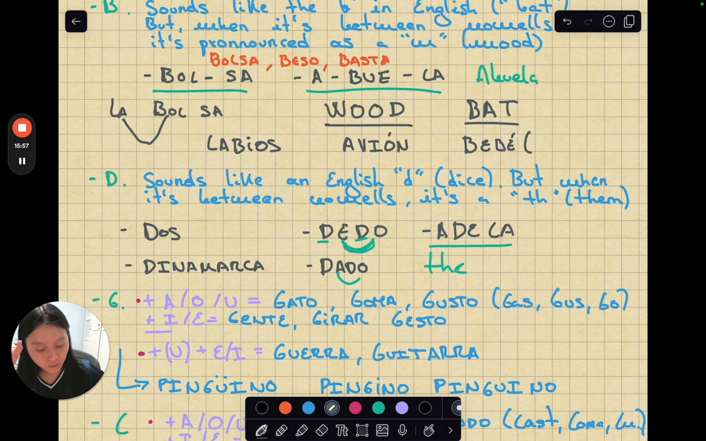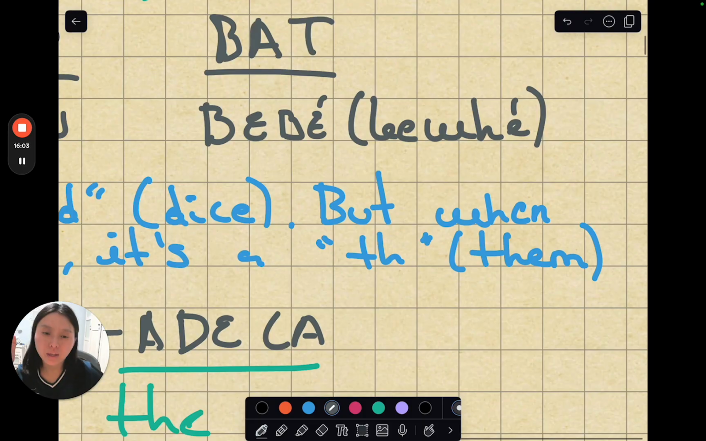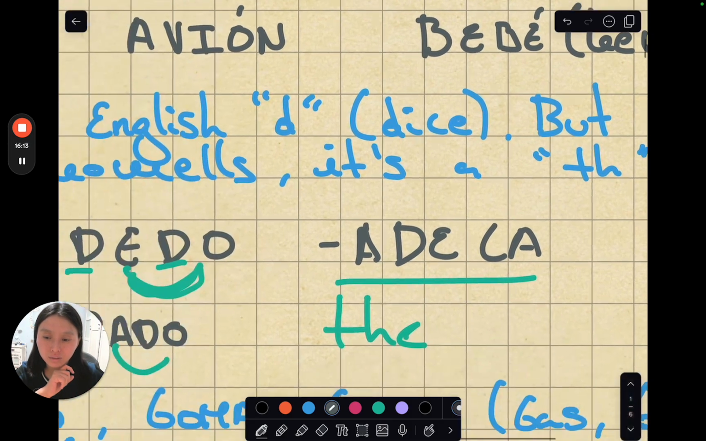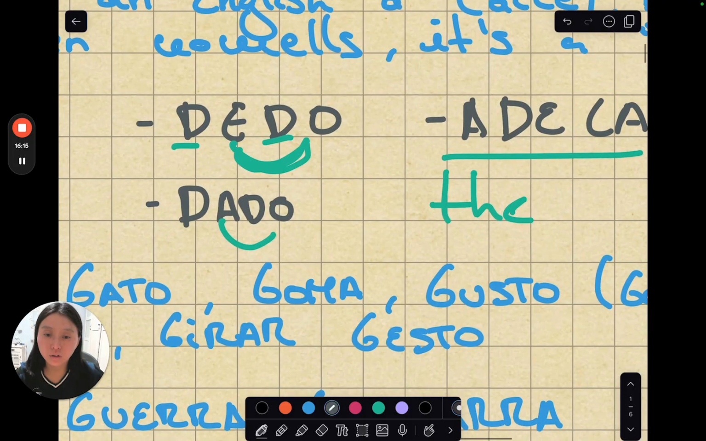So, for example, you would write it like this, bebé. It's not bebé, okay? Don't say bebé, please. It's not a U sound, it's a W sound. Bebé. Okay? And here is dedo.